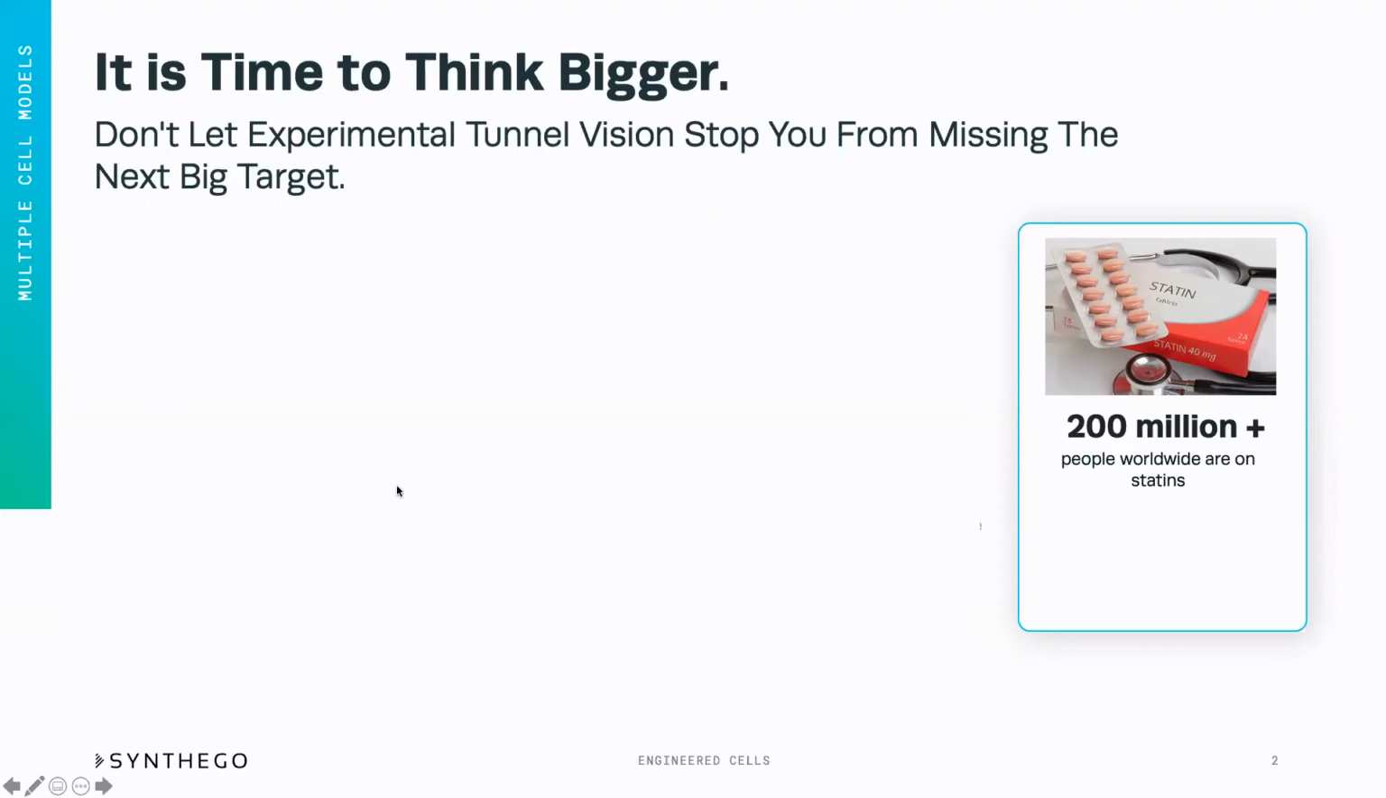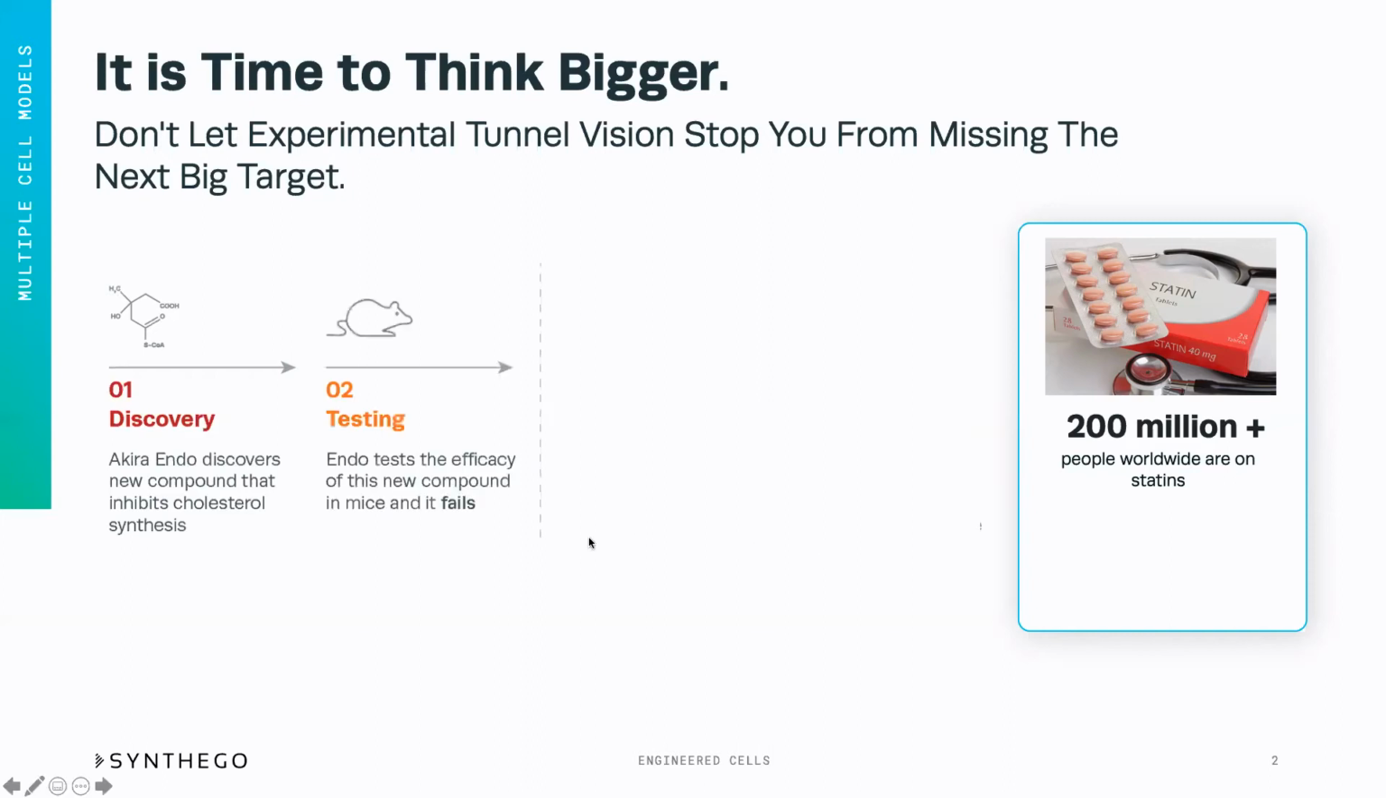So in the statin story, statins were first discovered by a Japanese scientist, Akira Endo, who identified a compound that could reduce cholesterol synthesis and reduce cholesterol levels, potentially opening up the path to a drug that could lower cholesterol levels and reduce the incidence of heart disease. Now, like any good drug discovery scientist, he tested this drug in mice and found that it actually didn't work.